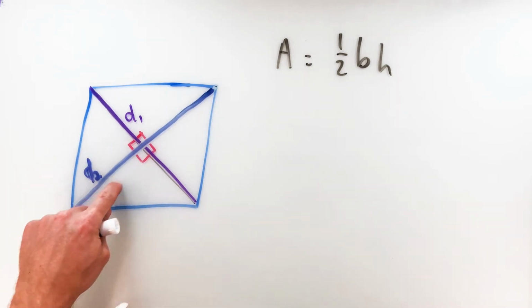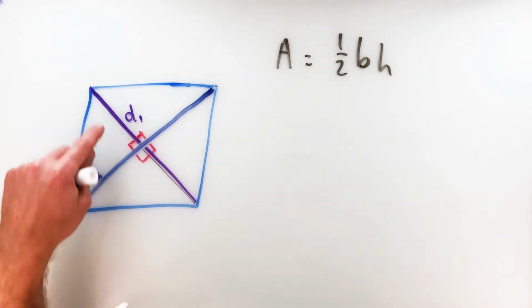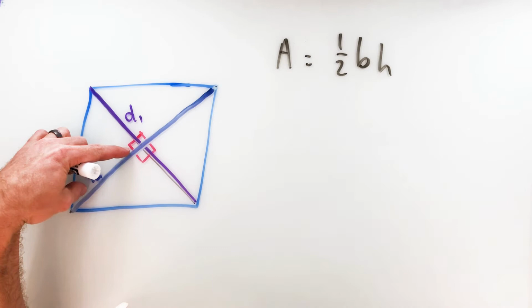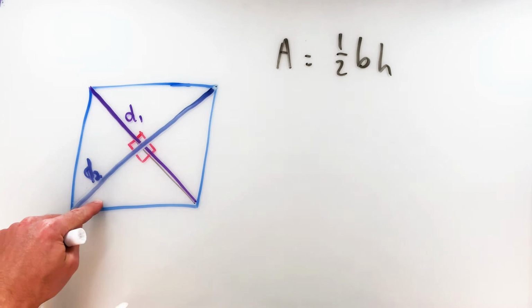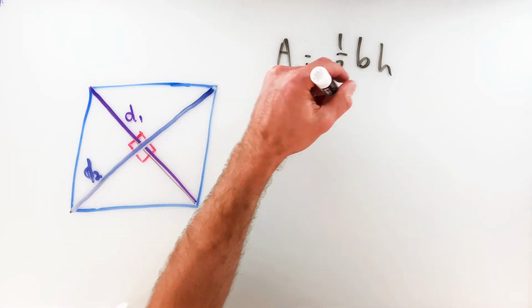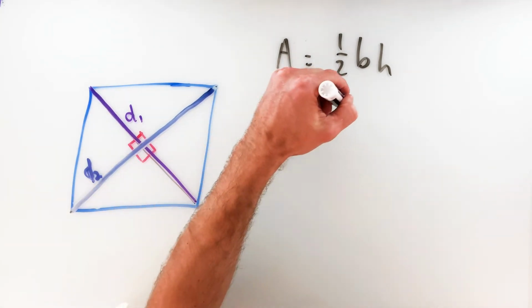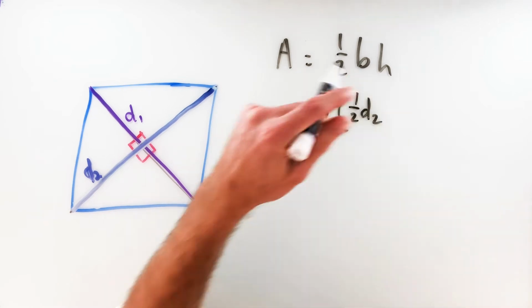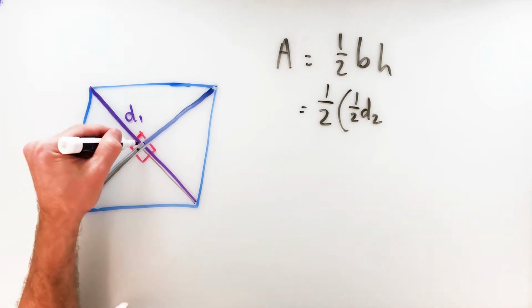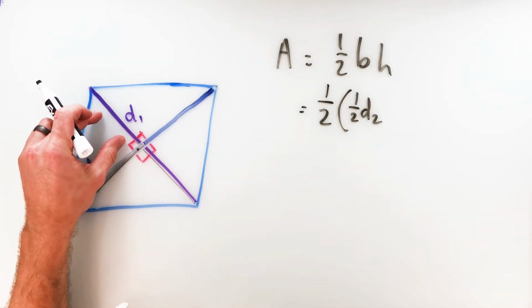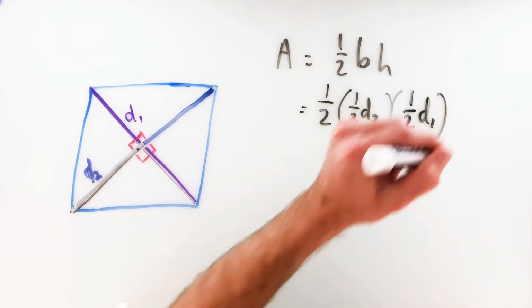If I look at this piece, call this the base, and we'll call this the height. Because a rhombus is a parallelogram, the diagonals bisect each other. So I know that this piece right here is just half of the entire diagonal. This being 1/2 of diagonal 2, I can call that the base. Using my formula, I've got 1/2 base times height. The base is half of diagonal 2, and the height of that triangle is this piece, which is half of diagonal 1.